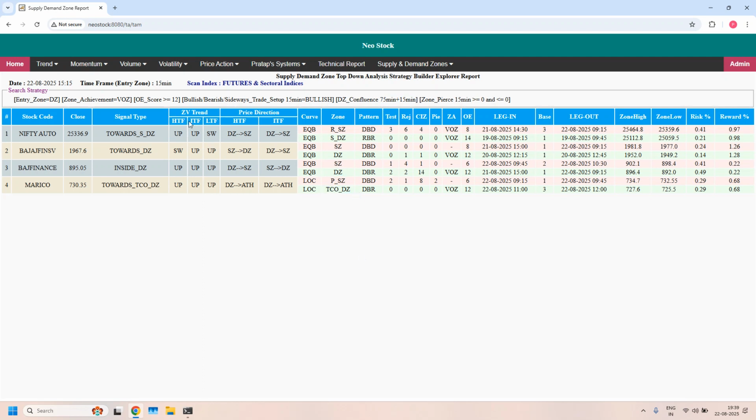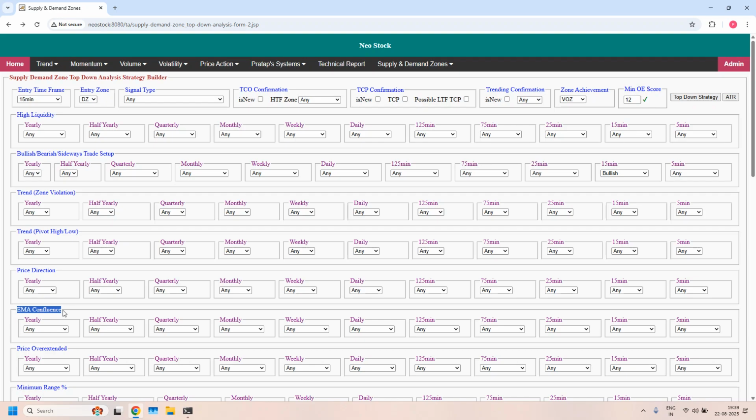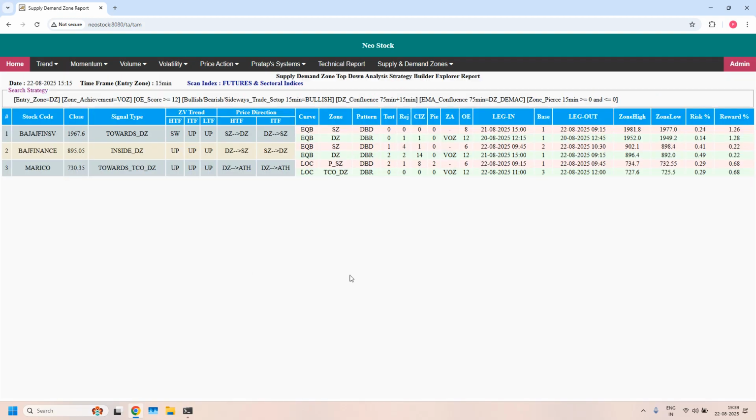And also 75 minutes trend is uptrend in all the stocks, so that we can further filter this list based on 75 minutes demand zone having daily EMA confluence. So I'm adding one more filter, that is 75 minutes demand zone having daily EMA confluence. By setting the filter, we got 3 stocks. So that way these 3 15 minutes demand zones might have a higher probability of success, provided lesson 20 checklist items are satisfied. Otherwise, there are higher chances of zone violation in these demand zones.